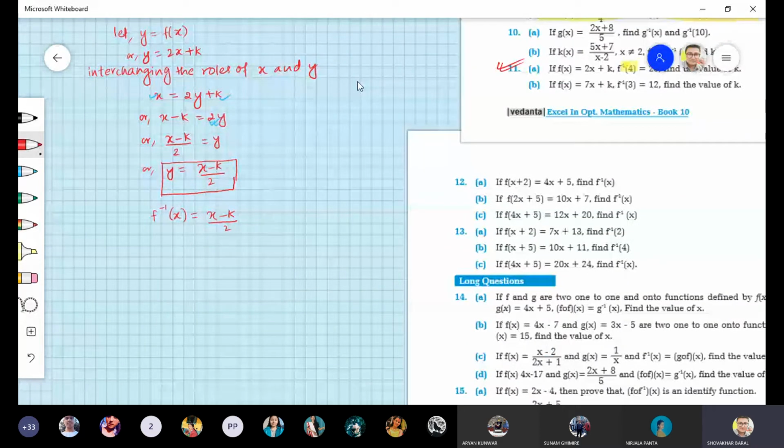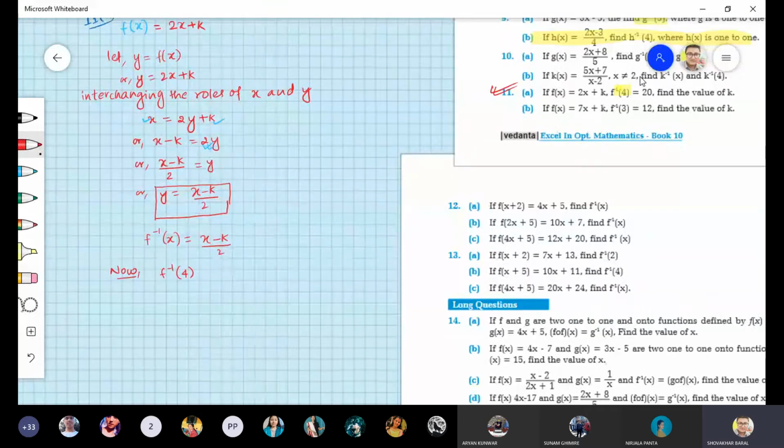But the question further told you that f inverse 4 is equal to 20. So now let's find the f inverse 4 also. This is given here. So replace 4 in the x of f inverse. This 4 you need to replace in this x.